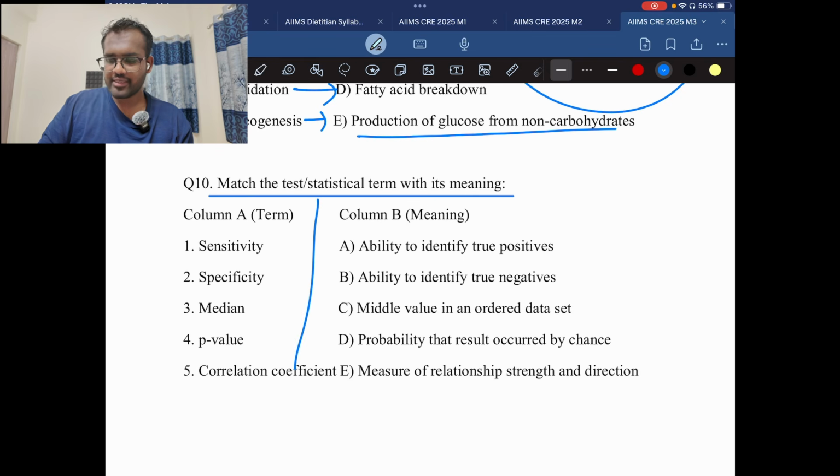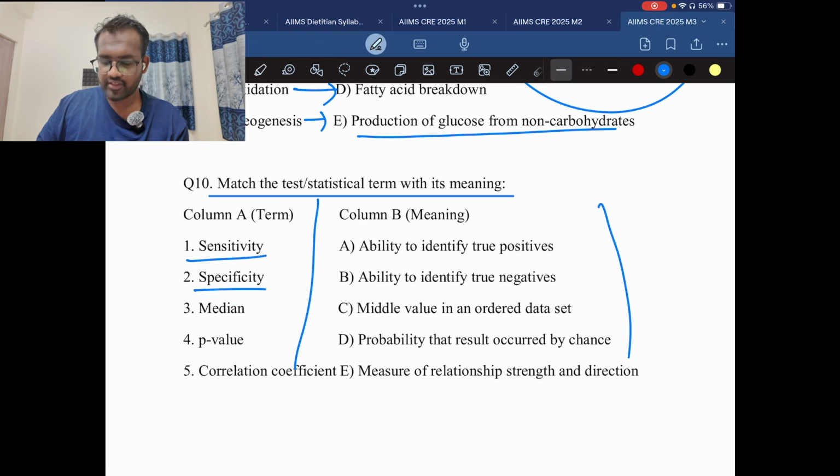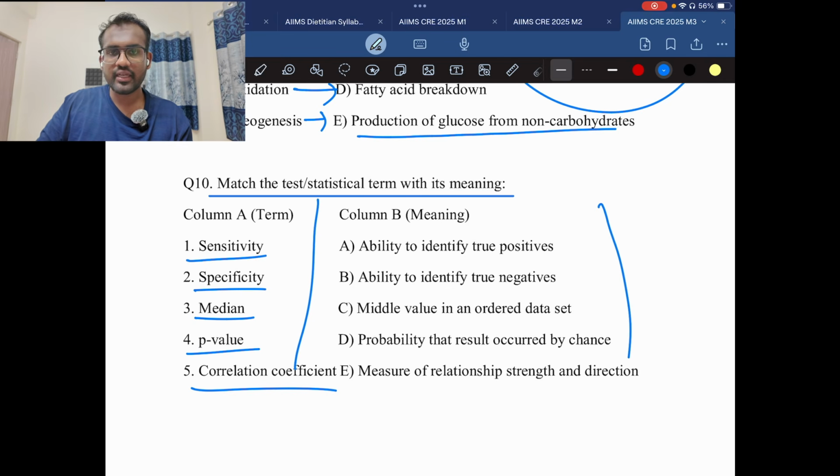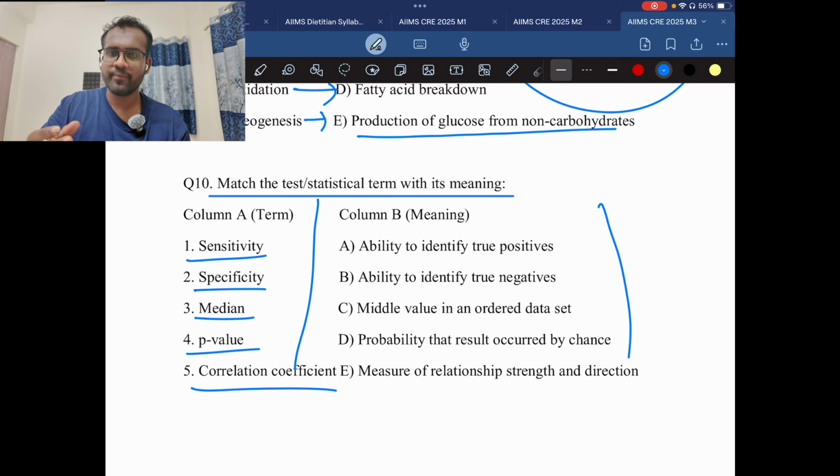They have given some terms and they have given the meaning here: sensitivity, specificity, median, p-value, correlation coefficient. First we'll match them out. Sensitivity means the test which proves there is a positive result. It is a very high sensitivity test. By just doing the test we can get to know the result. So it is called sensitivity.